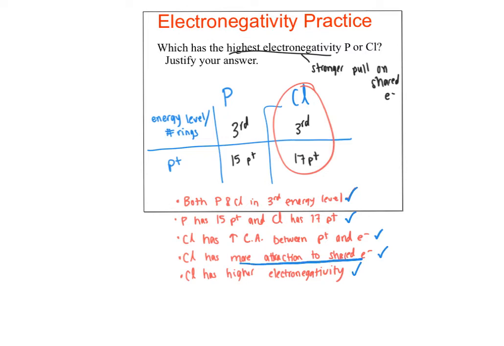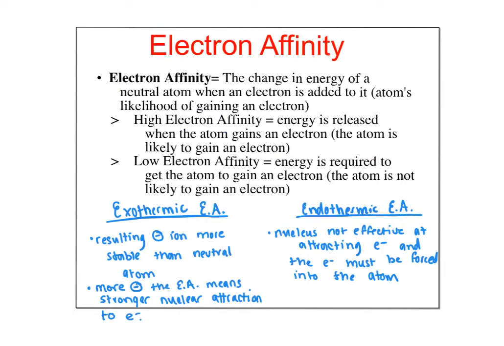Notice that definition right before the final answer. All right, the last one is electron affinity, and we explain it the exact same way as electronegativity. That's why I kind of group these together, but the definition is what's different. So electron affinity is the change in energy of a neutral atom when an electron is added.